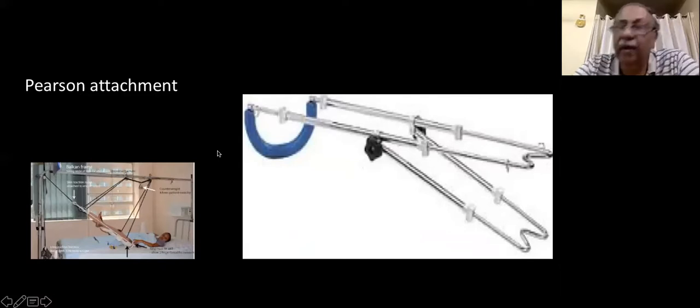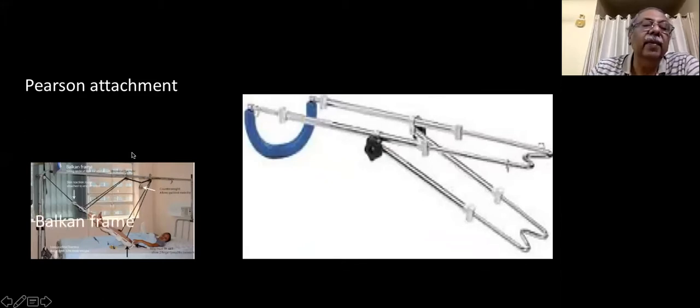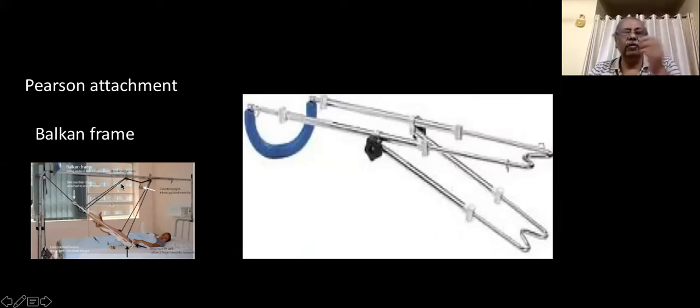Another way of mobilizing it is by using this frame. This may be present in some of the hospitals, especially in North India, and this is called the balkan frame. And you may be taken to a bed where there is a balkan frame, and you may be asked a few things regarding this frame.